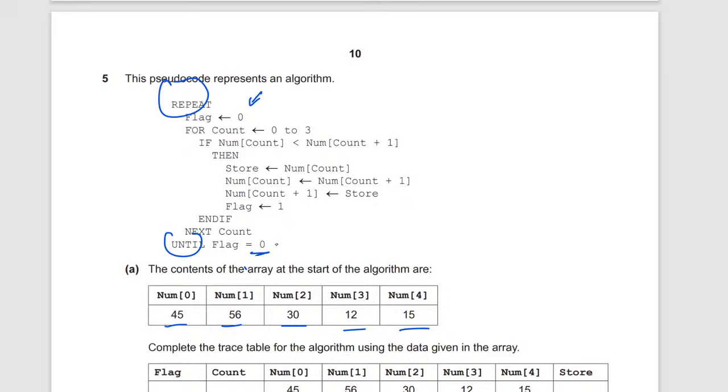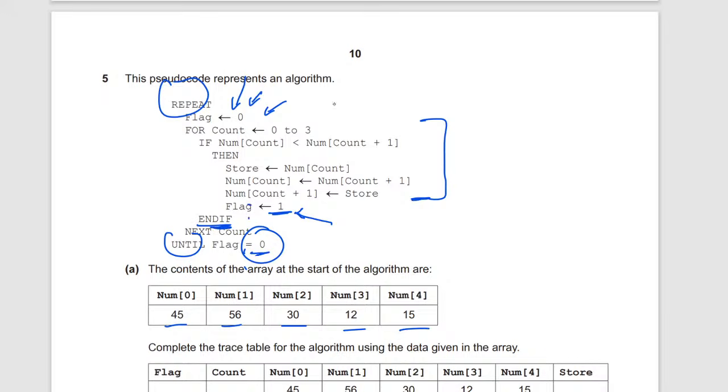Okay, until flag becomes 0. If flag is 0 here, remember, whenever we repeat this loop, the flag will always be 1, so it will never be 0 until something changes. I know it's written here flag is 0, but that won't end the program. It will only end the program once it ends the if.